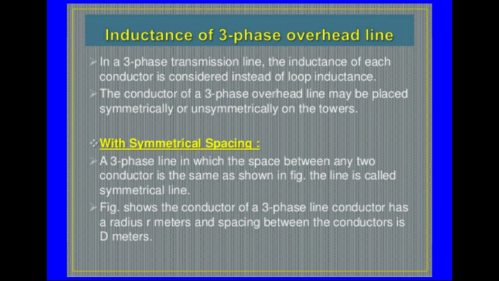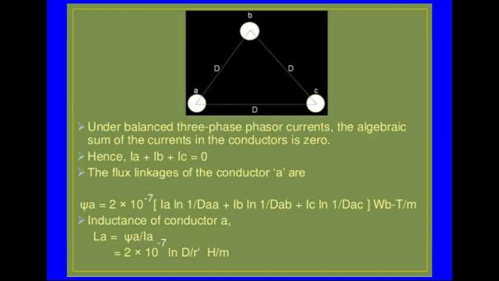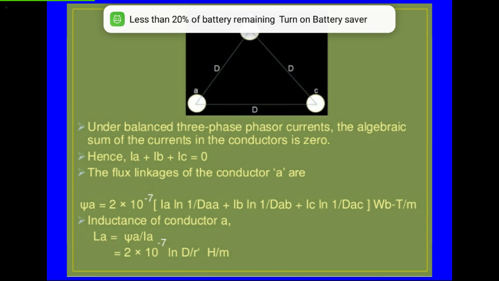In symmetrical spacing of a 3-phase line, the space between any two conductors is the same, and the line is called a symmetrical line. The figure shows the conductors of a 3-phase line. Each conductor has a radius of r meter and the spacing between the conductors is d meter, as shown in the figure.